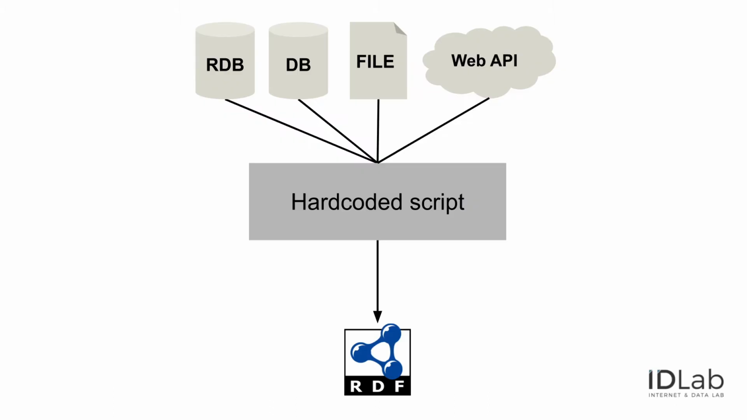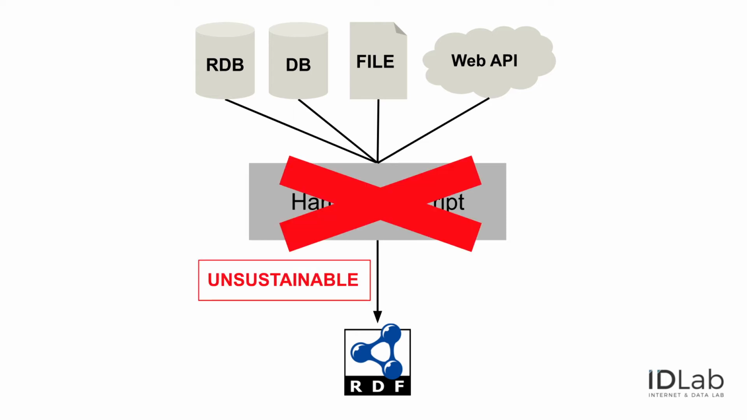namely hard-coded scripts. In the early days, knowledge graphs were generated using hard-coded scripts tailored towards a specific use case. The script retrieved the data from various data sources, transformed the data, and transformed it then into a knowledge graph. However, each time the use case was changed, a new set of scripts was necessary. And that's really unsustainable, as you cannot reuse these scripts in other use cases.